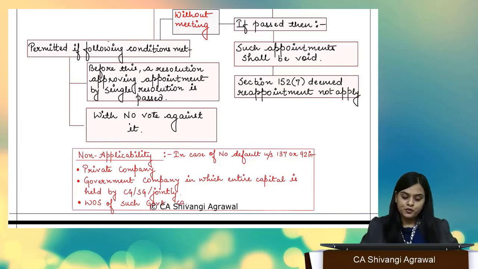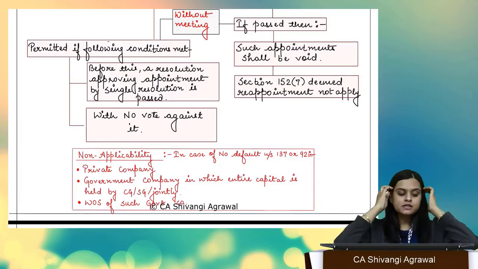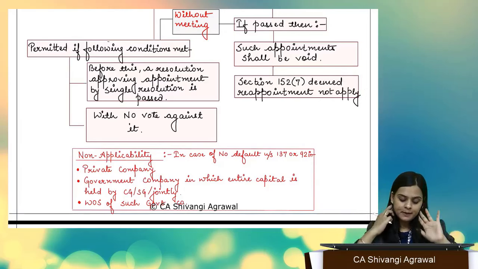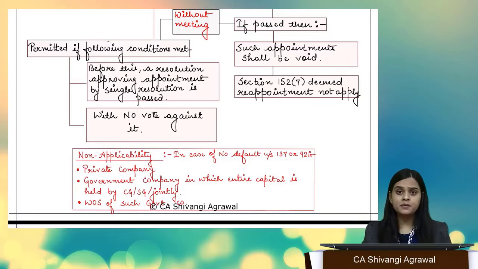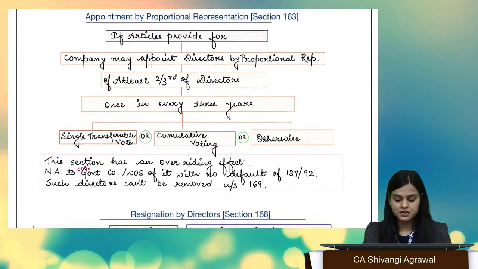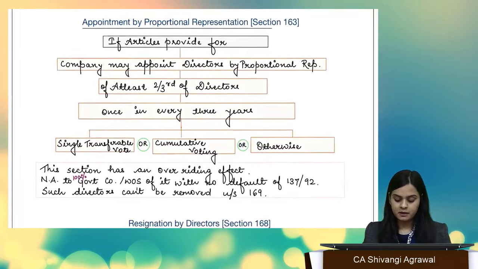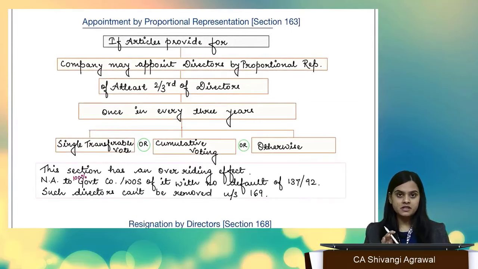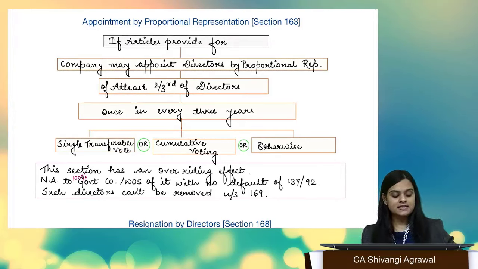I told you before only that section 162 does not apply to a private company. It does not apply to a 100% government company and a wholly owned subsidiary of such 100% government company. Okay, ma'am. Section 163.